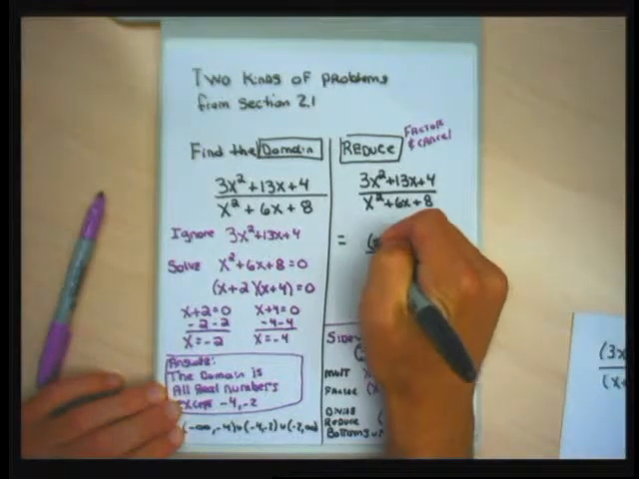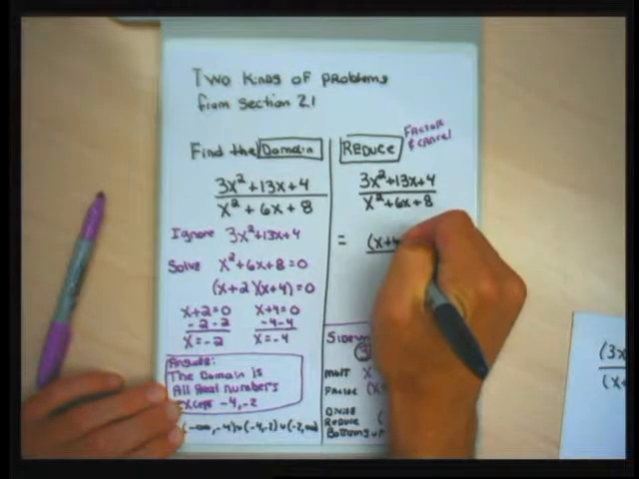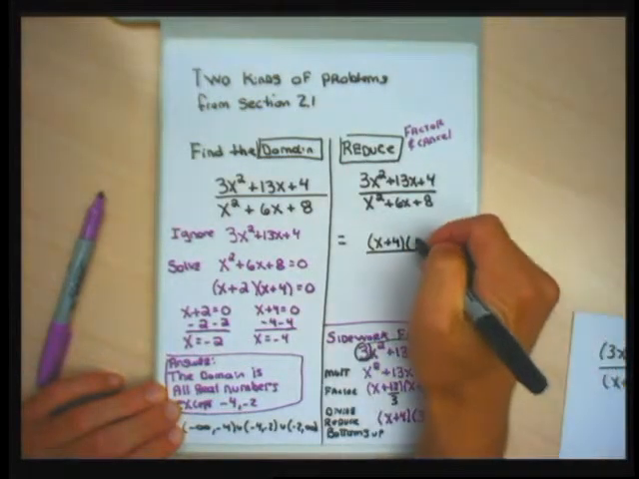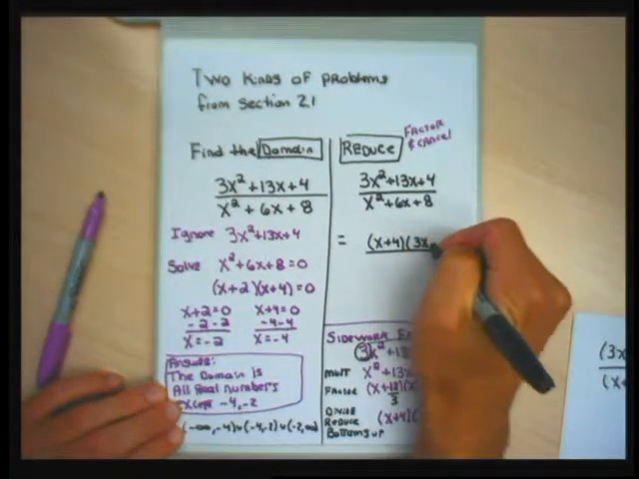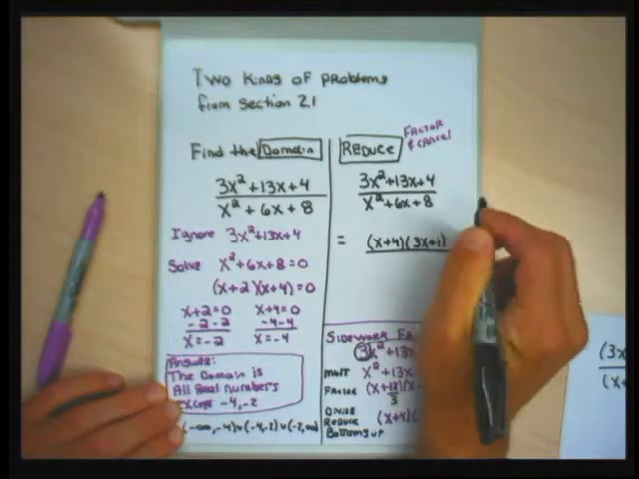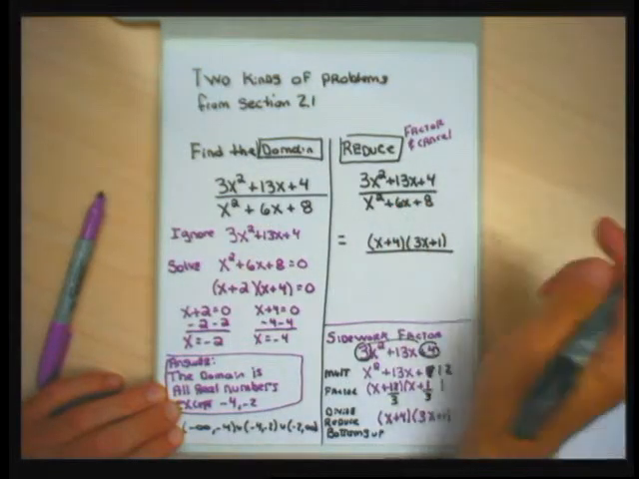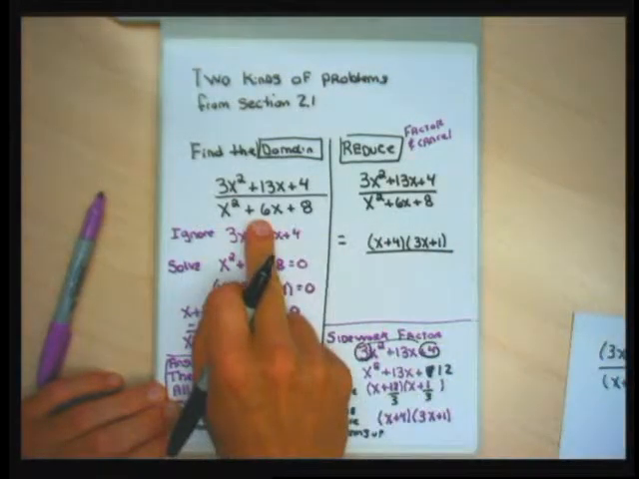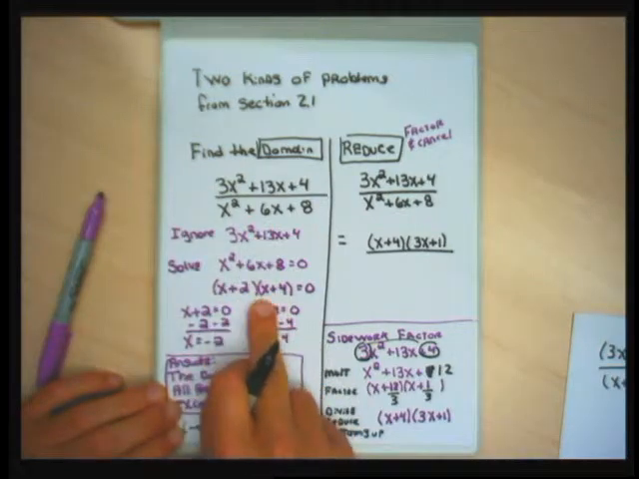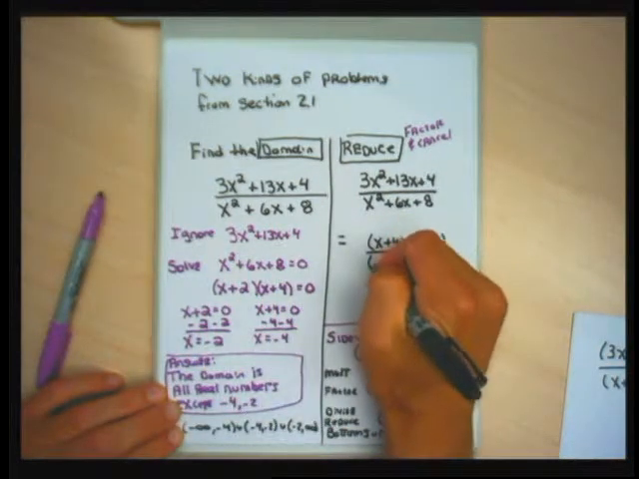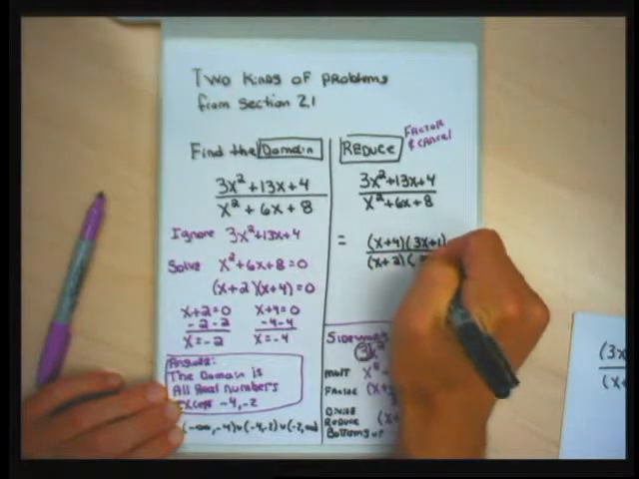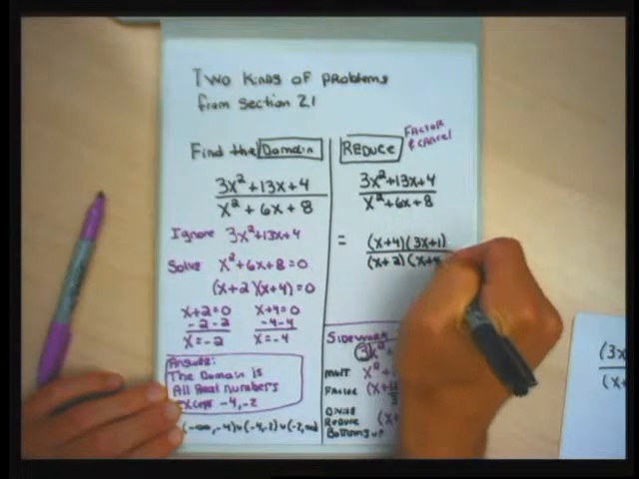You just need to be able to change that 3x squared plus 13x plus 4 into the factors x plus 4 and 3x plus 1. And the order that you have the factors in doesn't matter. So if you had 3x plus 1 first and x plus 4 second, it would be okay. The denominator I already factored. I factored it to x plus 2 times x plus 4. So I'm going to go ahead and rewrite the denominator as x plus 2 times x plus 4.